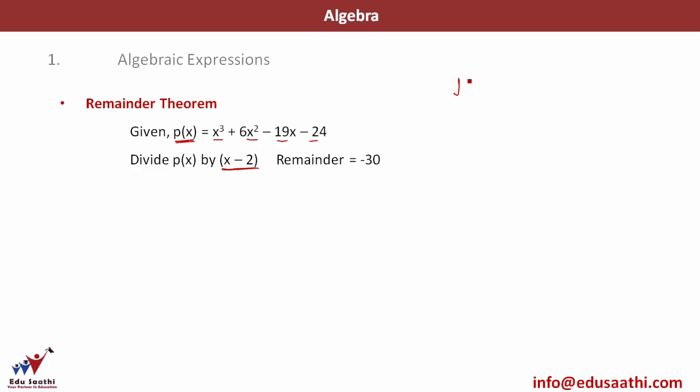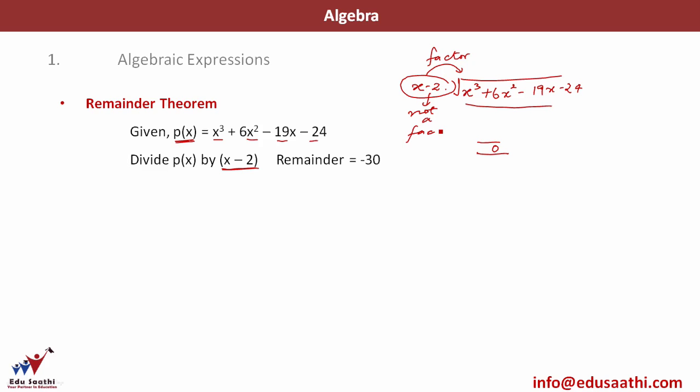If you remember, I have given you an example when we divided an expression with another expression. So this is the question that we have, and I have to divide it with x minus 2. If x minus 2 completely divides this, that means x minus 2 is a factor of this, my remainder would be 0. If it's not a factor, there would be a certain remainder that I will have.